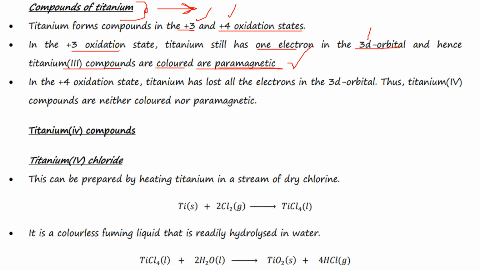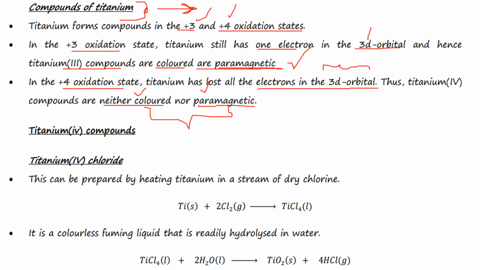And we are going to say that in the +4 oxidation state, titanium has lost all the electrons in the 3d orbitals, and therefore titanium 4 compounds are neither going to be colored nor paramagnetic, because to fulfill these properties, we must have unpaired electrons in the 3d orbitals. Since it has no electrons in the 3d subenergy levels, it does not qualify to form colored compounds or paramagnetic compounds, because it has no unpaired electrons.